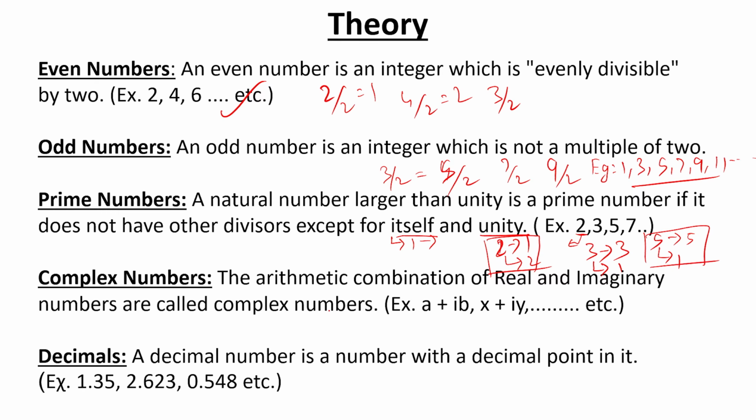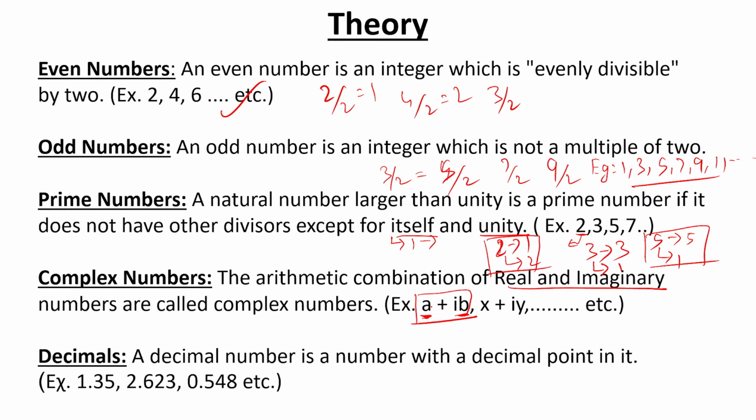Let's take complex numbers. The arithmetic combination of real and imaginary numbers is called a complex number, right? As you can see, I already explained to you all what real numbers are. All the numbers which can be indicated on a number line are called real numbers. So let's take a + ib. It is an imaginary number and a real number in an arithmetic combination, right?